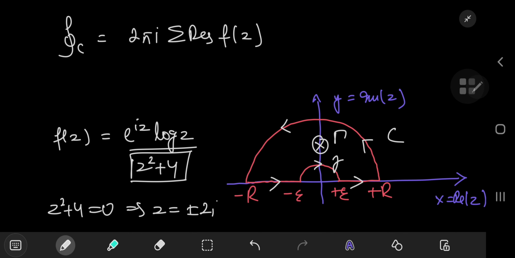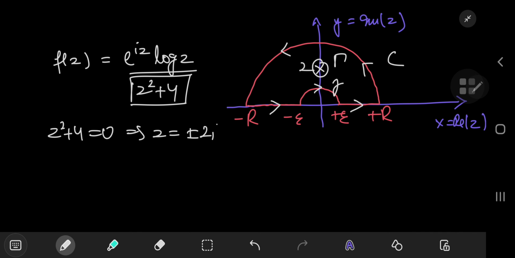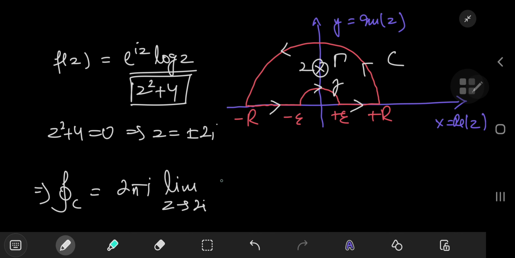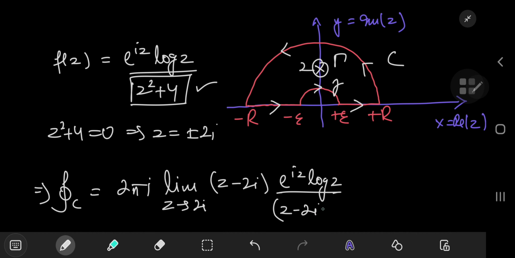And it's a simple pole over here at 2i on the imaginary axis. Okay, cool. So the residues here are pretty easy to calculate. This implies that the integral over c equals 2 pi i times, now for the residues, we need the limit as z approaches 2i of z minus 2i times our function e to the iz times log z divided by, you can factorize the denominator in the complex realm as z minus 2i times z plus 2i.